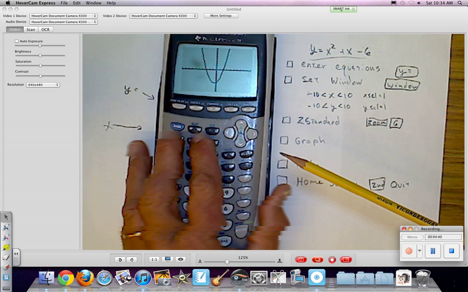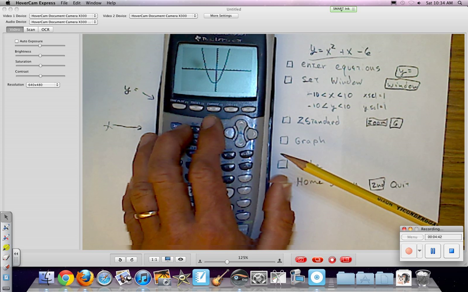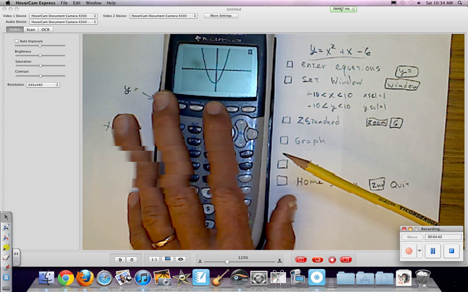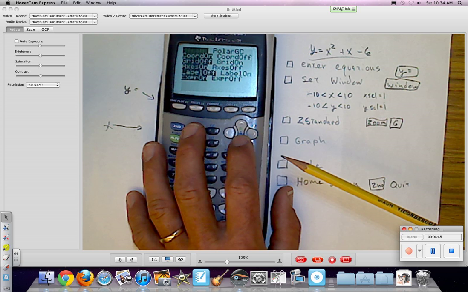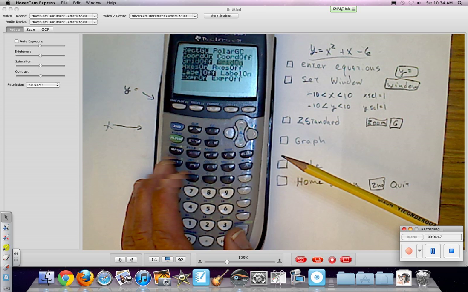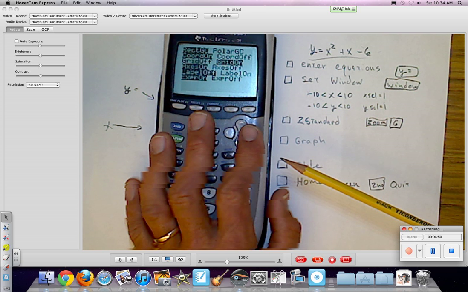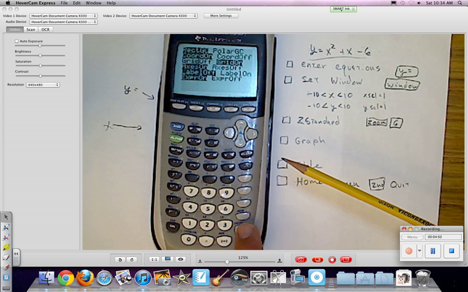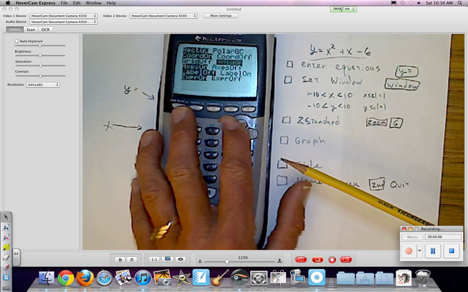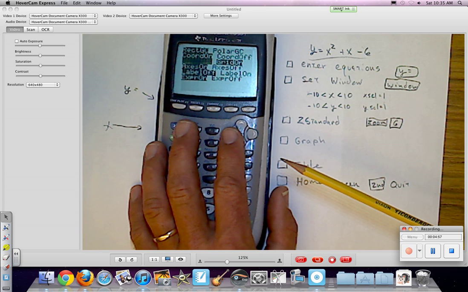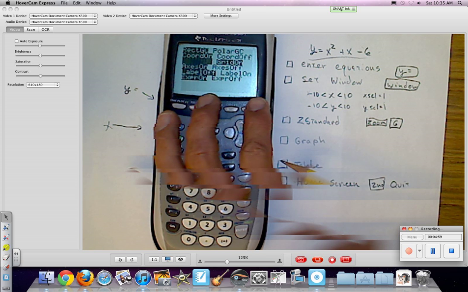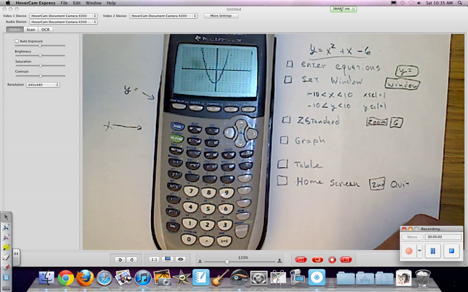So once again, to access the blue, I'm going to hit second and then format. So second, format. And I'm going to turn my grid on so I can see what's going on a little bit better. Grid on. So I just arrowed down and got over it and then pushed enter. And that toggles it on and off. Okay, so grid's on. And now I'm going to go back to my graph. You can see that puts little dots in there, right? And there's my graph.